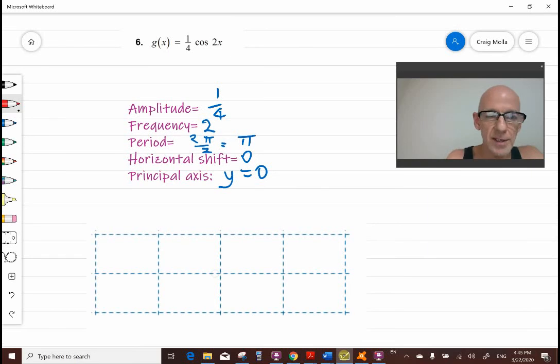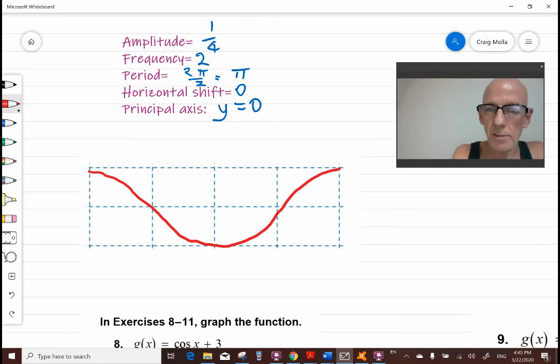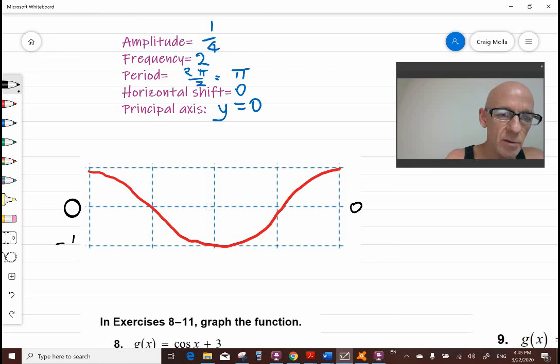It's a cosine curve. We're going to start at a maximum. See how we go with this. Start at the maximum, through the principal axis, down to the minimum, principal axis up to the maximum. Principal axis was y equals 0, and so we're starting around 0. Amplitude is 1/4, so we go down to -1/4 and up to +1/4.